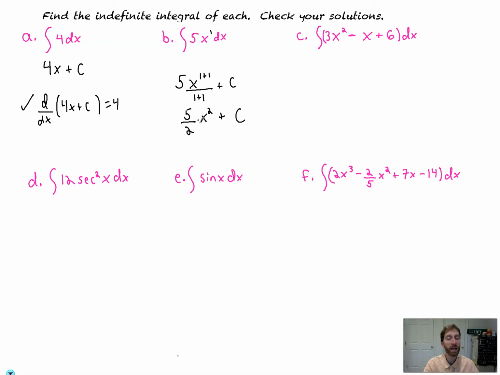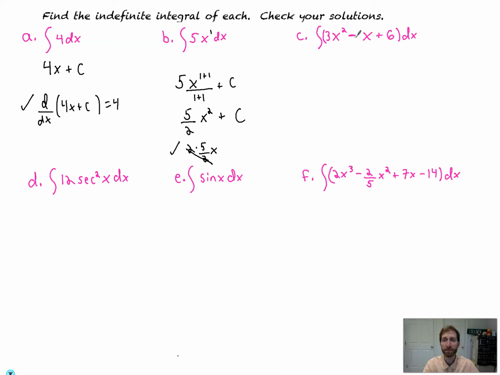Now what you'll see is when you take the derivative of this, that would be 2 times 5 halves x plus 0. The 2's cancel, and look what you're left with, 5x. All right, so that's your check. I'm not going to check any more of them. You take the derivative of your answer and see if it matches with your integrand to check.